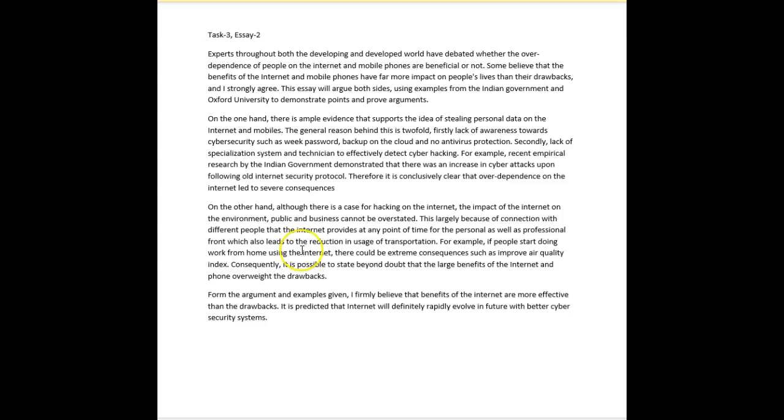All right, but I feel like here you were really close, but you didn't quite get it because you didn't really cover the things that you said you were going to cover. Let's move on. From the arguments and examples given, I firmly believe that benefits of the internet are more effective than the drawbacks. And remember, we're not talking about benefits of the internet, but benefits of our dependence on the internet. You absolutely have to include that. It is predicted that the internet will definitely rapidly evolve in the future with better cybersecurity systems. Okay, that's fine.